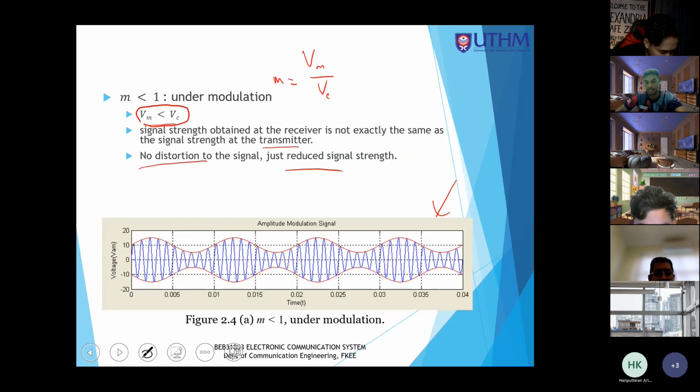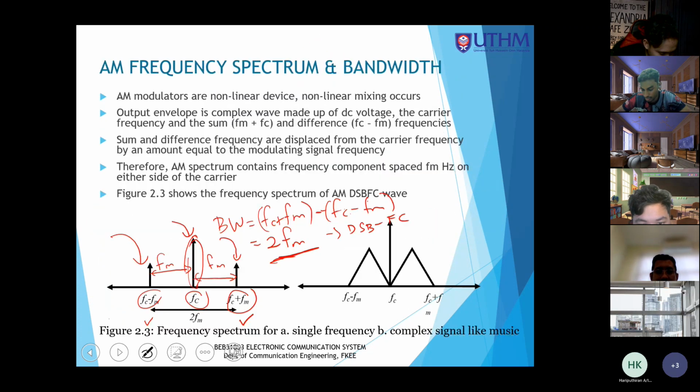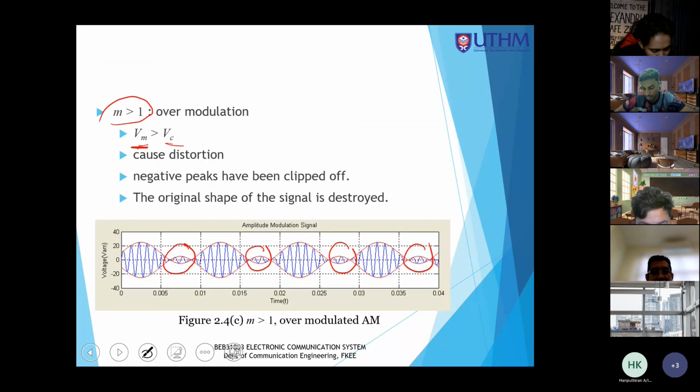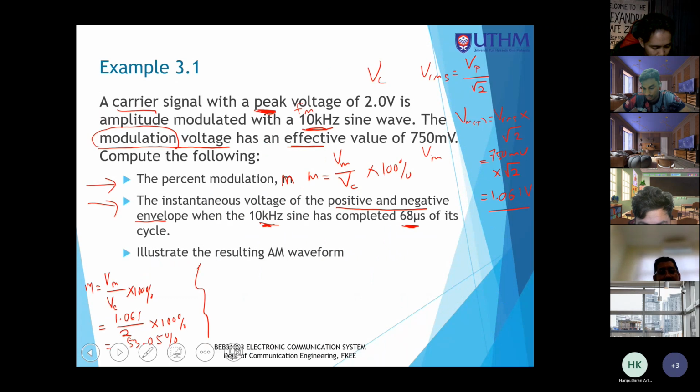So maknanya kita kena gunakan persamaan envelope tadi yang ini, VC plus VM sin 2 pi FMT. Sebenarnya envelope ini kalau you lihat dia ada plus and minus di sini. So saya akan jawab soalan ini seperti ini sebab dia ada positive and negative values. So V envelope is equal to plus minus VC plus minus. Saya akan buat plus minus sebab dia ada positif dan juga negatif.